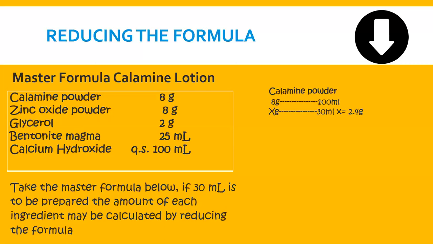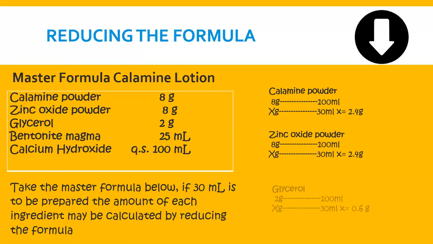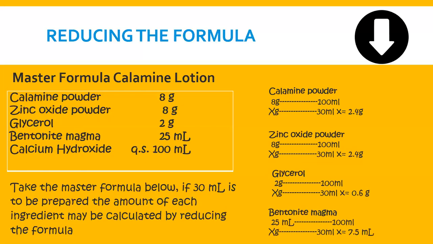So let's look at calamine powder. 8 grams are found in 100 mils. So it's quite easy using ratio and proportion to determine how much of that powder will be contained in 30 mils, which is 2.4 grams. Zinc oxide powder, also 8 grams, so 2.4 grams will be found in the 30 mils. The glycerol, 2 grams are found in every 100 mils. So if I'm making 30 mils, I'll have to have 0.6 grams. The bentonite magma is 25 mils in 100 mils, so therefore 30 mils will contain 7.5 mils.